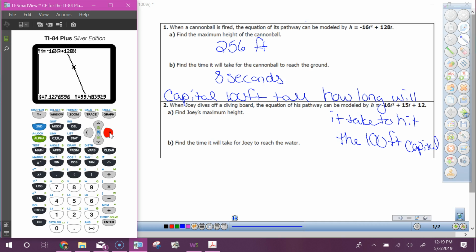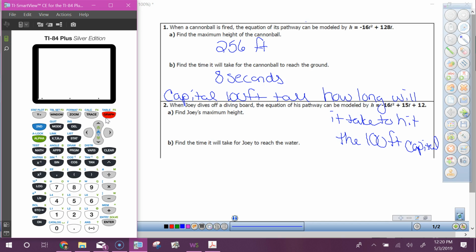Okay. All right. So the next one, Joey's diving off a diving board, and our equation is negative 16t squared plus 15t plus 12. So go back to your y equals. Hit clear. Negative 16x squared plus 15x plus 12. Hit graph. And now since I zoomed in, my graph is all funky.